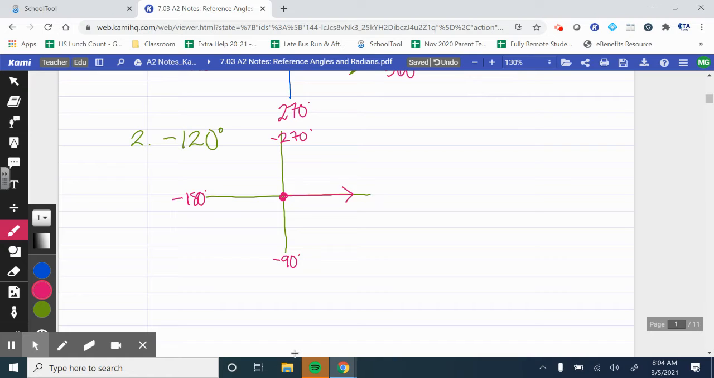So a negative on an angle only tells you the direction of the angle. You still have the physical angle open 120 degrees. It's just going in the negative direction. So meaning it's just starting by going down. That's all the negative tells you.